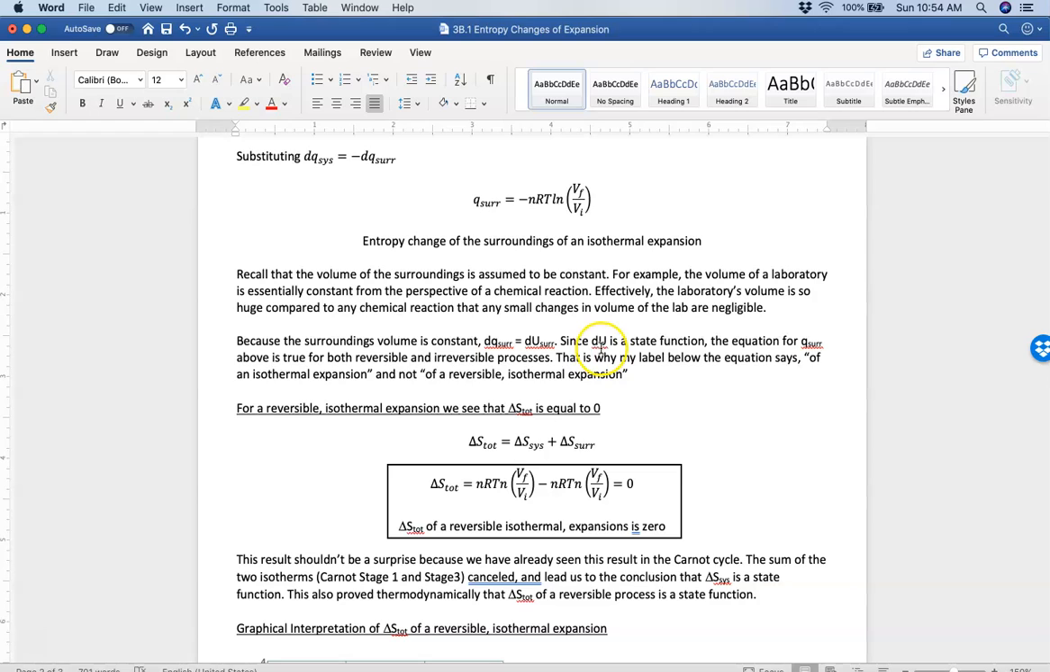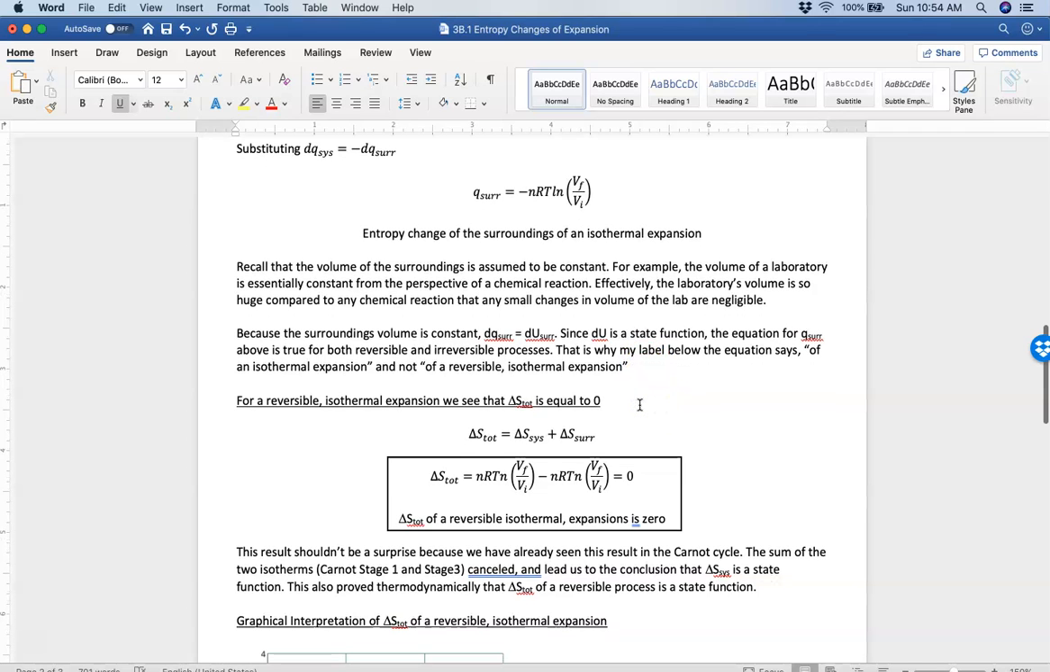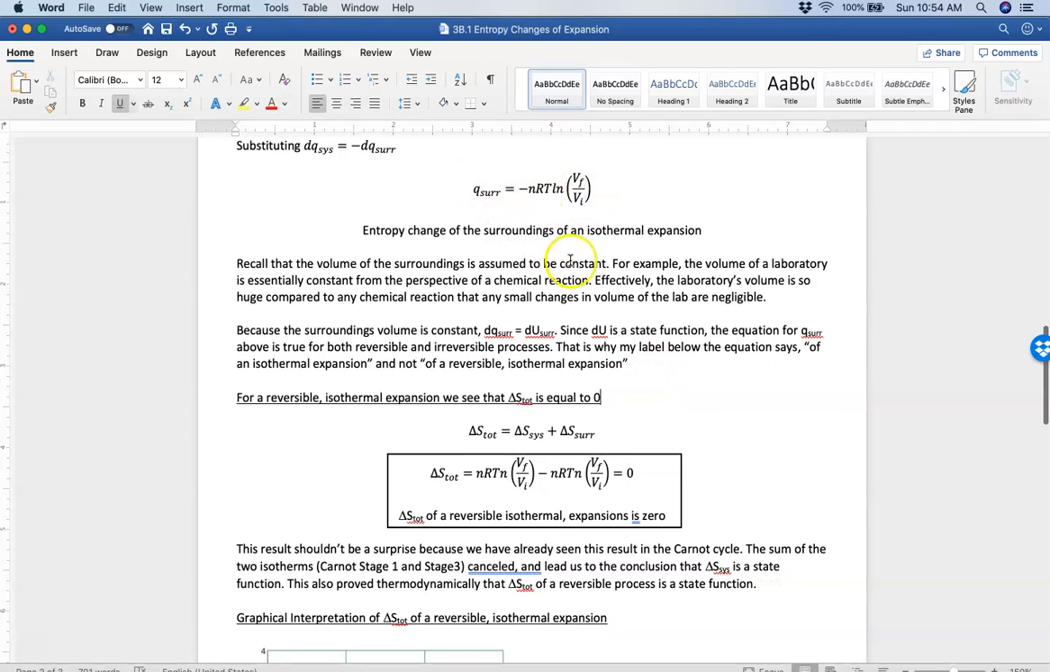And since dU, the change in internal energy, is a state function, the equation for the heat of the surroundings is true for both reversible and irreversible processes. So effectively what it's doing is turning the path-dependent Q of the surroundings into the path-independent dU of the surroundings. And that's why my label above says of an isothermal expansion and not of a reversible isothermal expansion. So that's one equation we're going to keep in our back pocket.